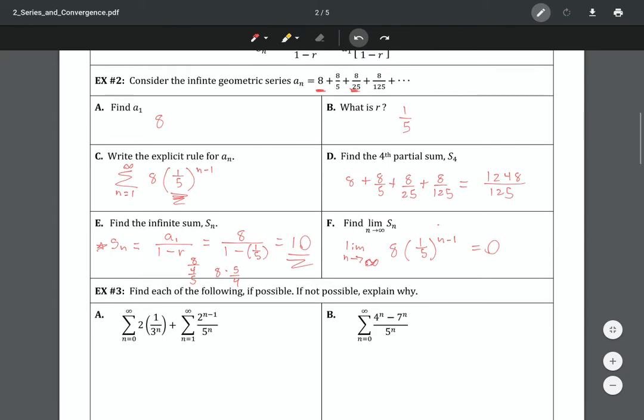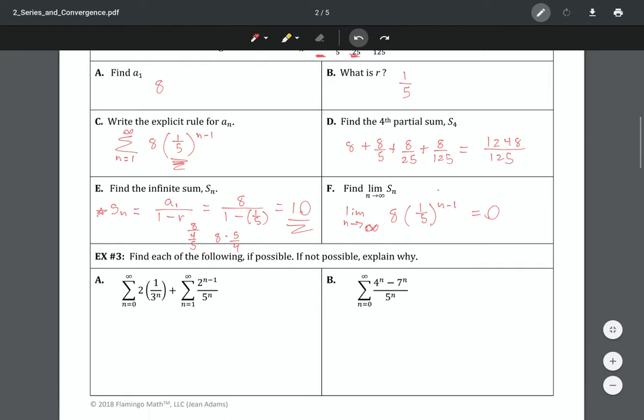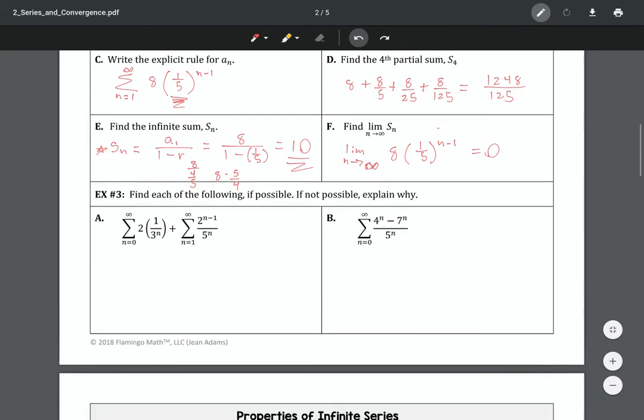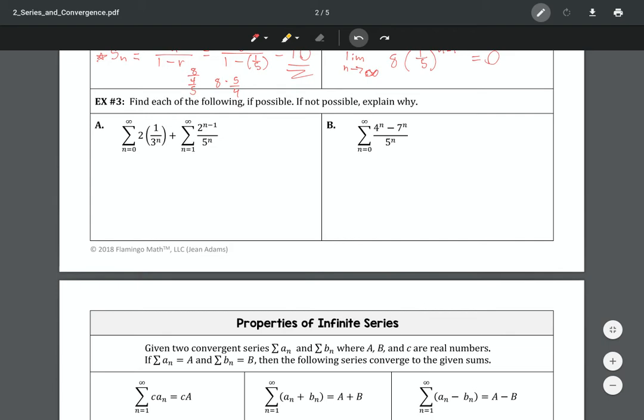Now let's make sure we understand that the infinite sum and the limit of the sum are different. The infinite sum tells you what you're approaching if you add all those numbers together, whereas the limit is a different thing. We're going to do another example that will possibly explain what I mean. To me, guys, that was the hardest part to understand, the difference between the two.